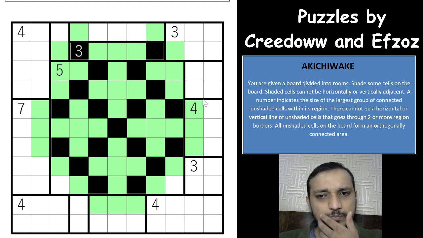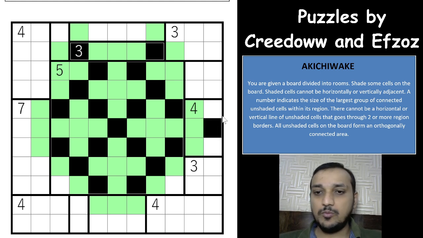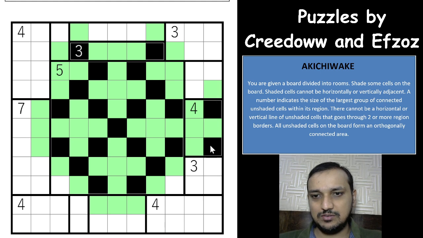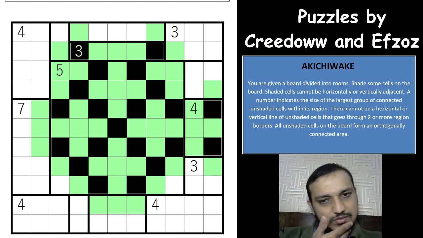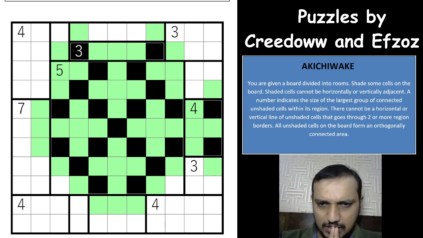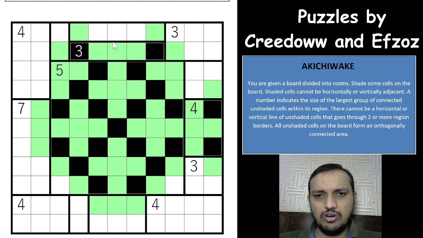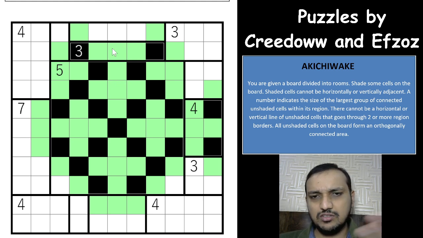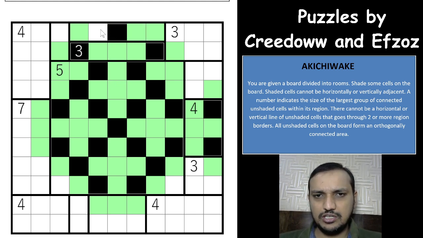Now for the 4, that's a very good logic here, by the way. What happens if you shade this? The moment you shade this, you'll have a group of 5 unshaded cells. Not possible. So you have to unshade this and shade both of these cells. Amazing. Now let us see where we can go. As you can see here, you cannot have a straight line of unshaded cells going through more than 2 rooms, so this would have to be shaded.